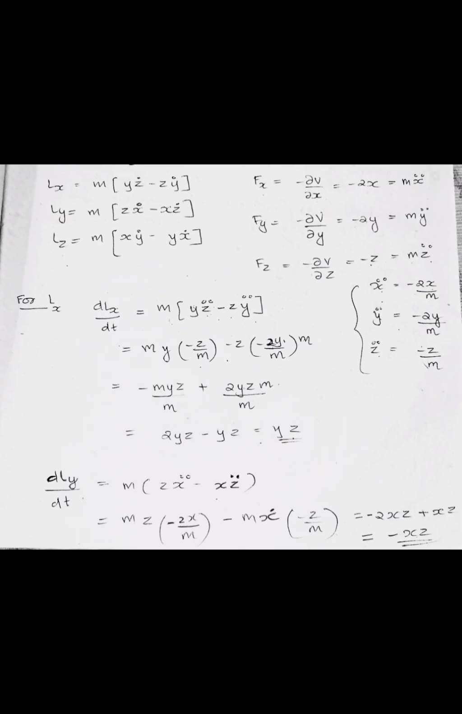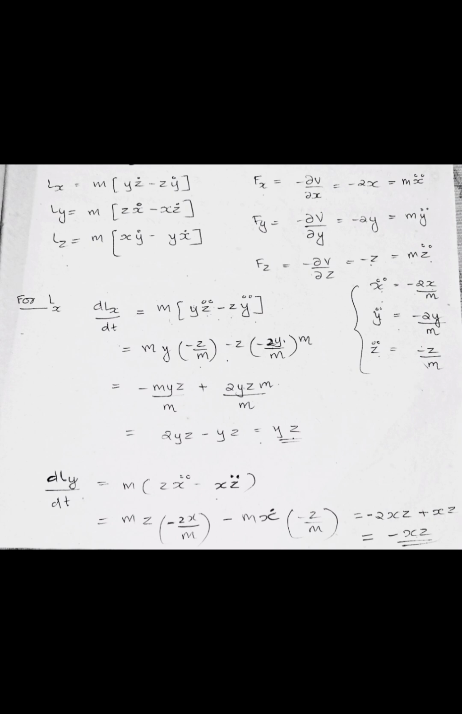The next question is: a particle moves in a potential V equal to (x square plus y square plus z square) by 2. Which component of the angular momentum is the constant of motion? Here we know that Lx is equal to m into (y z dot minus z y dot), Ly is equal to m into (z x dot minus x z dot), Lz is equal to m into (x y dot minus y x dot).